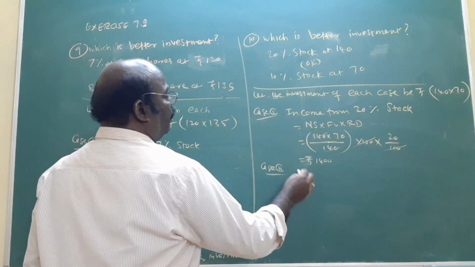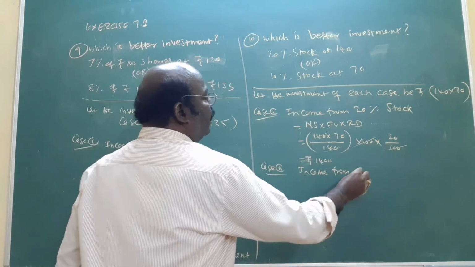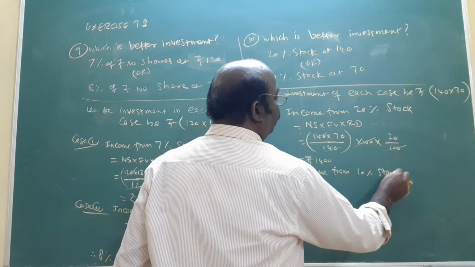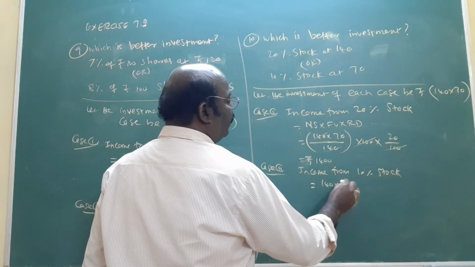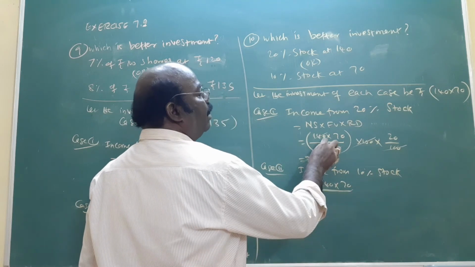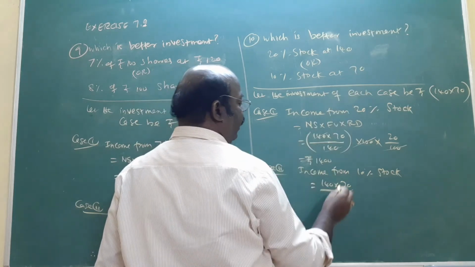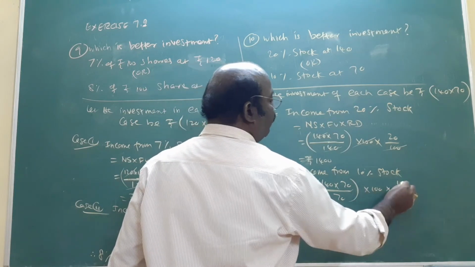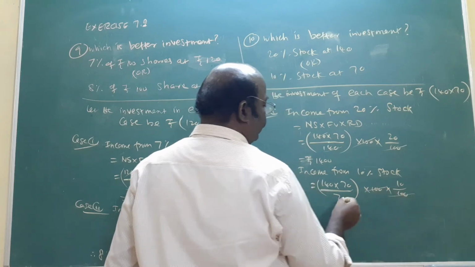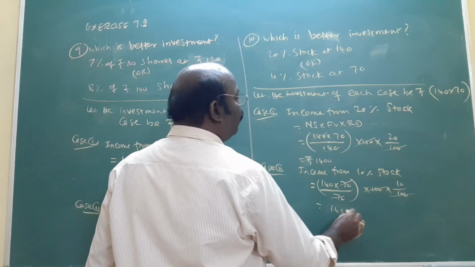Case 2, same thing. Income from the 10% stock. The same formula: money invested, 140 into 70, divided by the market value, which is 70 here. Face value is 100 rupees. 10% is 10 by 100. 100 cancels, 70 cancels. Again, multiplying both, 1400.